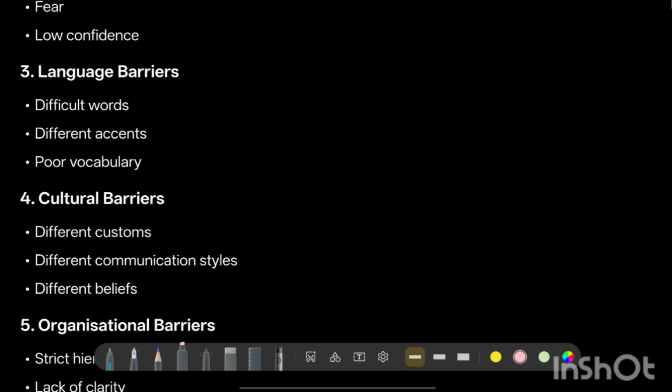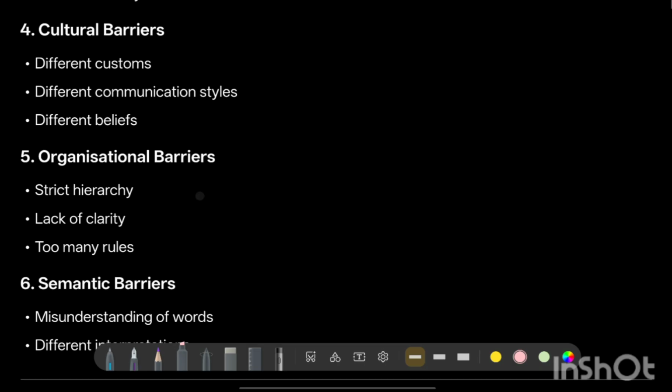Yes, there are different accents which cause a language barrier, because some people have their own accent, some people have a different accent, due to which there can be a communication barrier. Some people say "color", some people say "colour". It's different, right? So some people might not understand, some people can understand. Poor vocabulary is also a language barrier, because if someone said something and you did not understand that particular word, that can cause a language barrier.